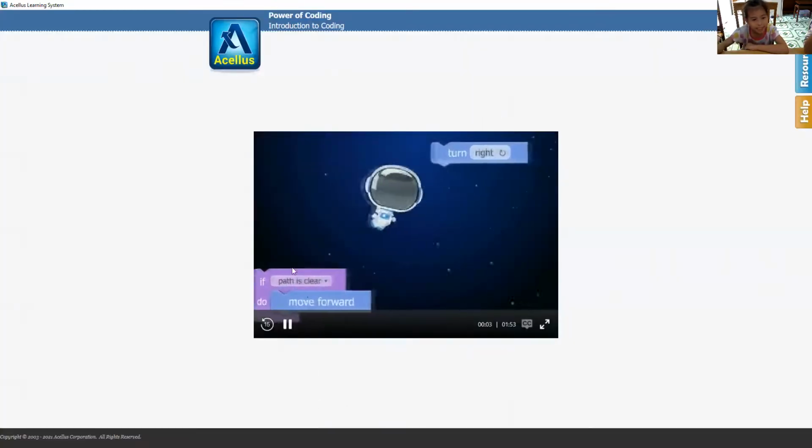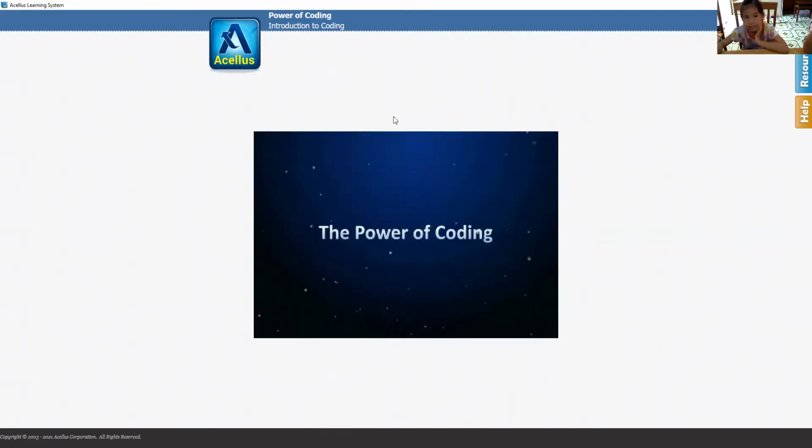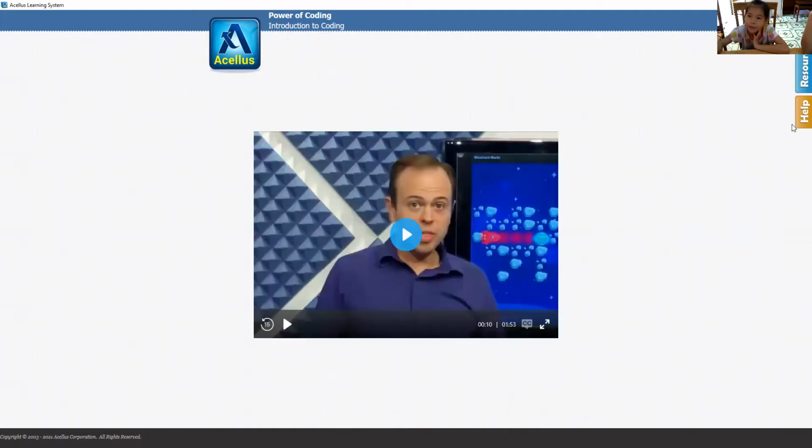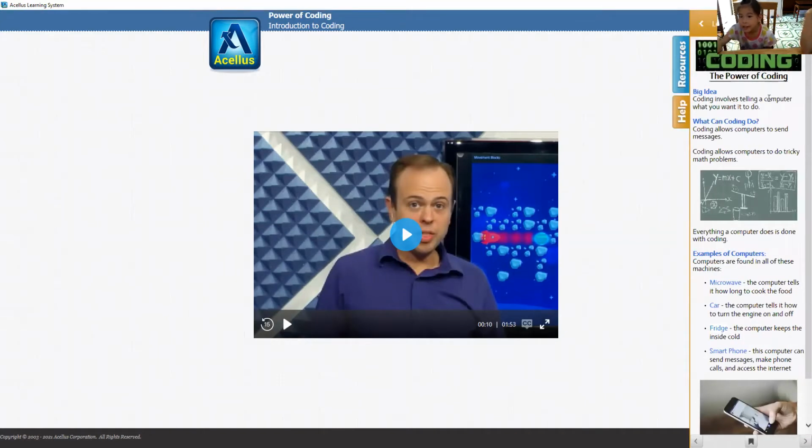When the part is clear, move forward. Okay, I will read the lesson manual. Big idea. Coding involves telling a computer what you want it to do.